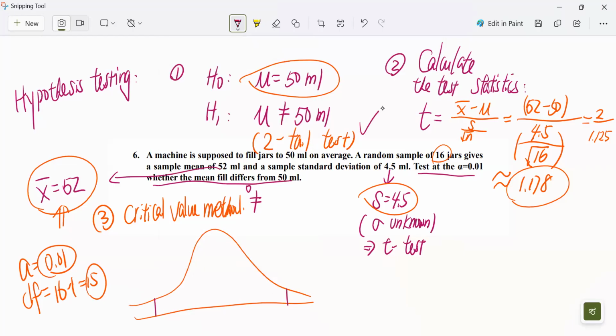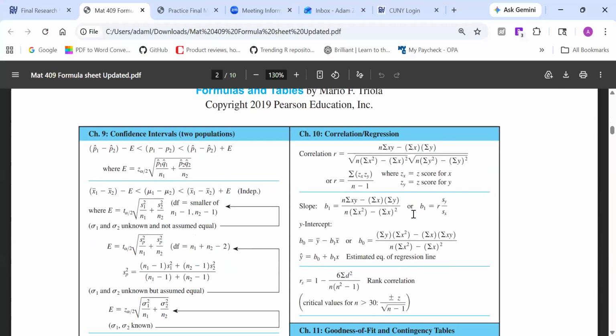Because it's two-tail, the rejection regions are located on both tails. The one on the left is negative t alpha over 2, and on the right is t alpha over 2. We get both values from table A3. Let's go back to table A3.